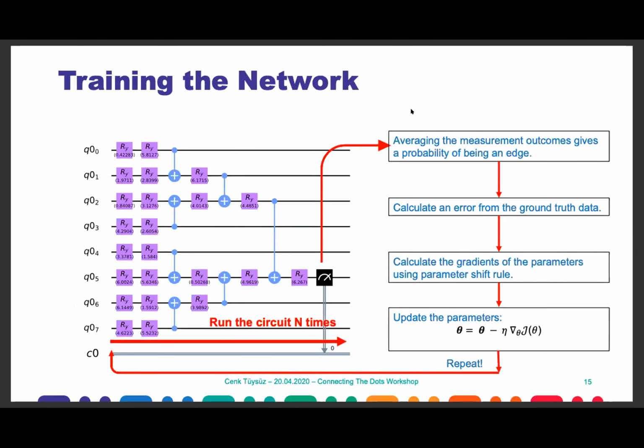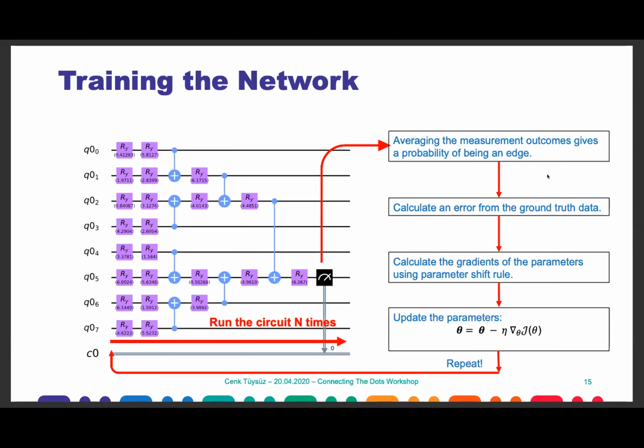If we have a look at how to train a quantum network, it is pretty similar to how you train a neural network, but there are, of course, additional steps. When you run a quantum circuit, you would either get a 0 or a 1, but this is not very useful for us. Therefore, we need to use some quantum state tomography techniques. Here we use the simplest of them. We just run the circuit n times, then take the average of the outputs, and this gives us the probability of an edge being a true edge or a fake edge.